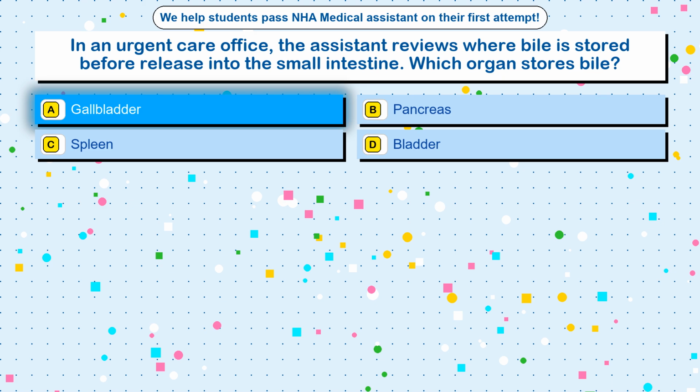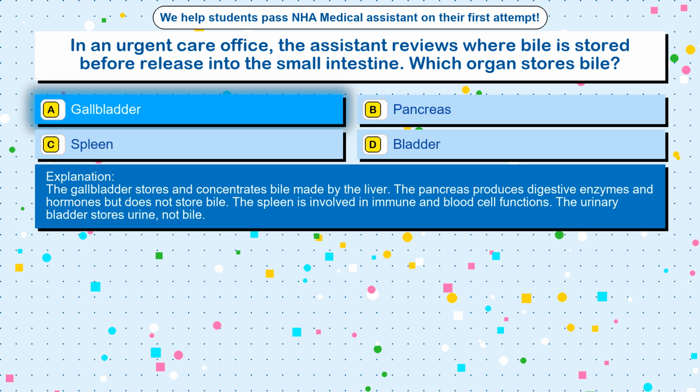Gallbladder. The gallbladder stores and concentrates bile made by the liver. The pancreas produces digestive enzymes and hormones but does not store bile. The spleen is involved in immune and blood cell functions. The urinary bladder stores urine, not bile.